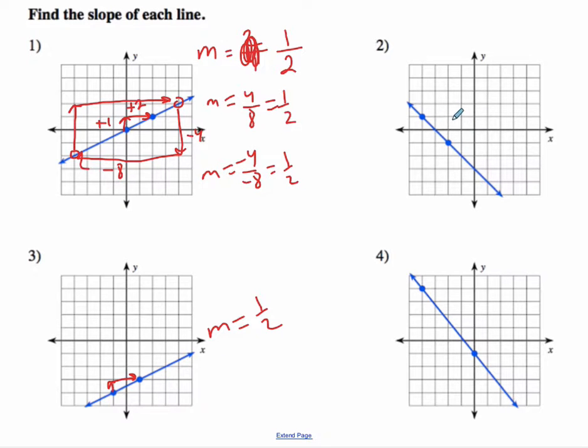Okay, this one should be a negative slope. So let's take a look at what it is. Let's go from this point to this point. I need to go down 2 and then to the right 2. So the slope is rise over run, which is the y values, change in y over change in x. So the slope is actually negative 1.